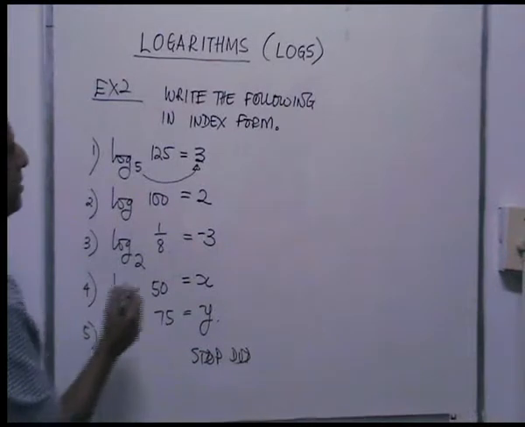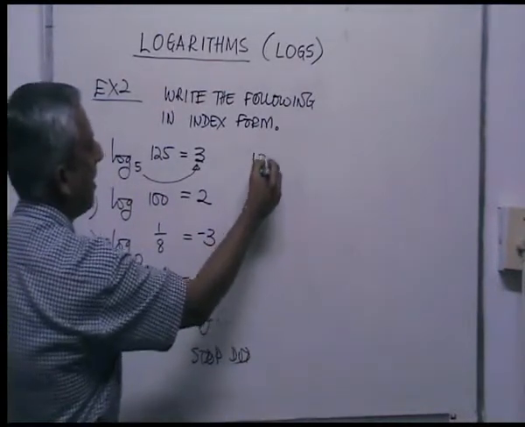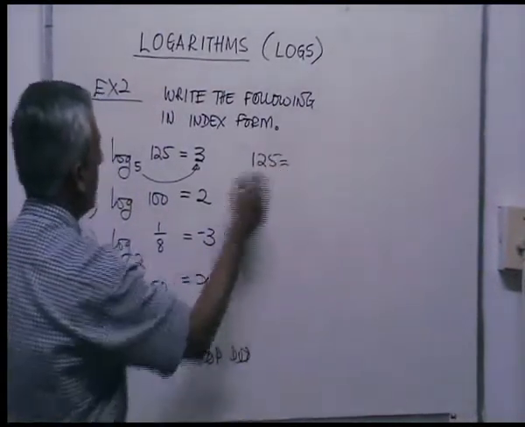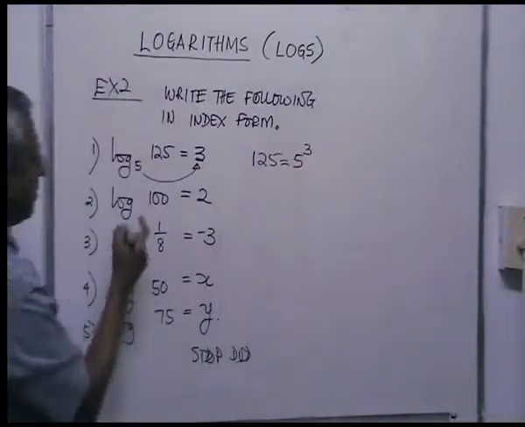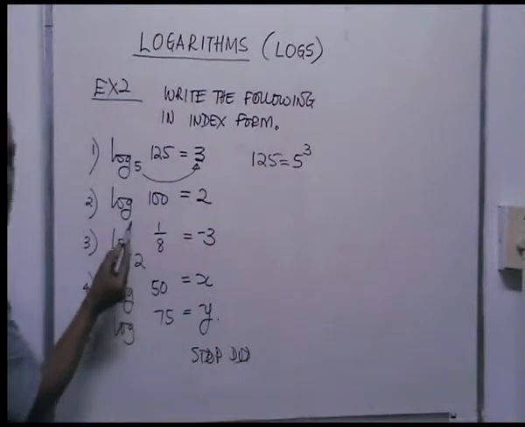That will be how to do that. So log 125 to the base 5 is equal to 3, because 125 is equal to 5 cubed. Now number 2, I've got a problem in number 2.